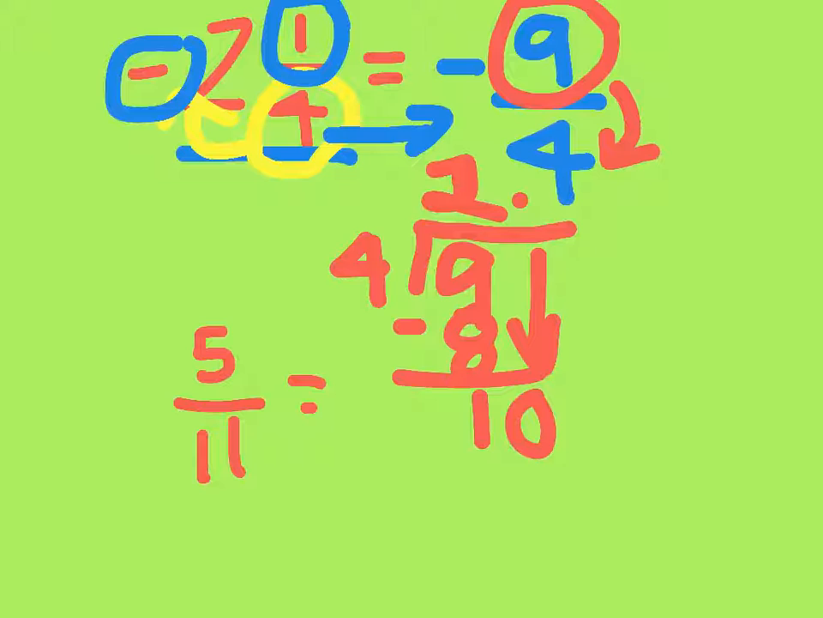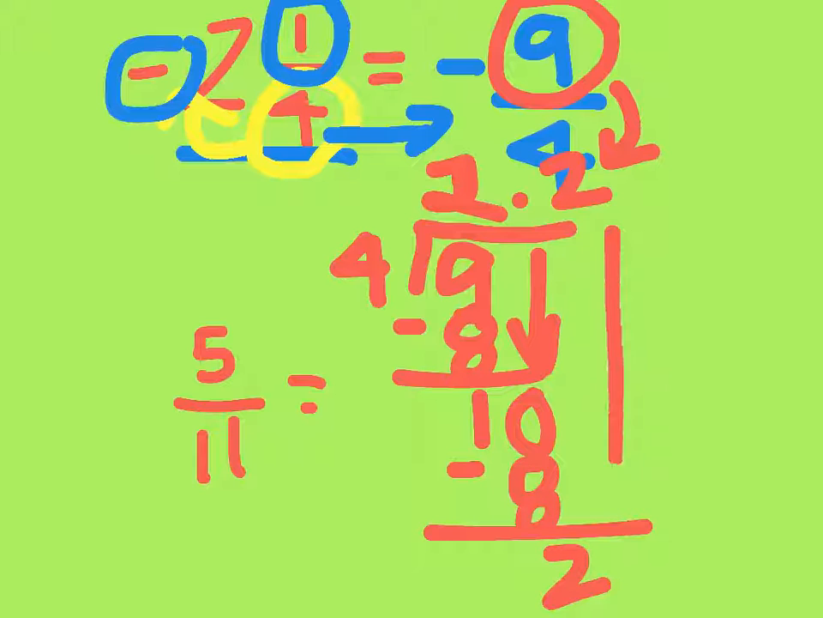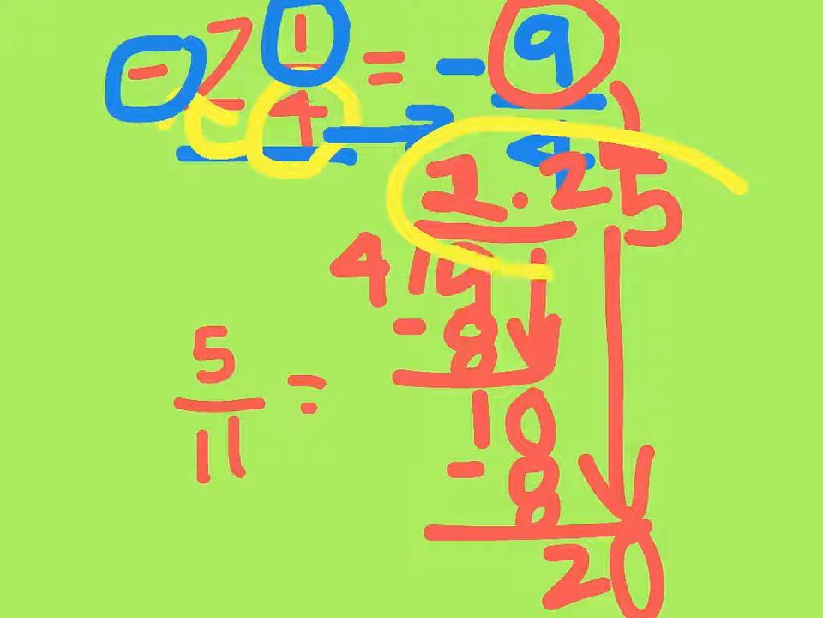4 goes into 10 2 times again. That'd be 8 again. 2, bring down the 0, 5. So our answer is 2.25. Alright, so go ahead and look at the question that I have right here.